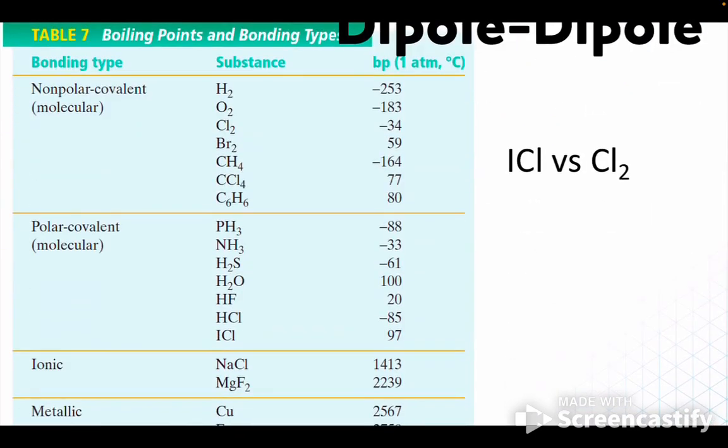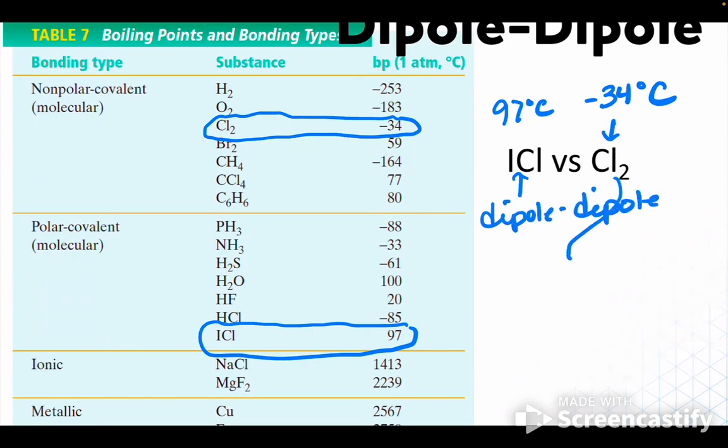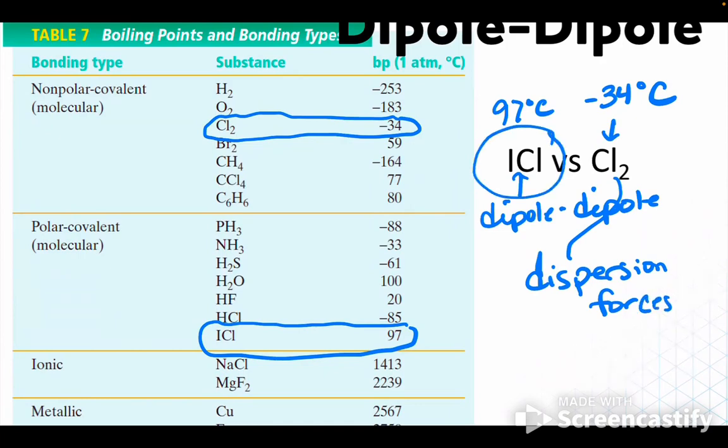For dipole-dipole, if you compare chlorine, which is nonpolar, so it only has dispersion forces, to this one, which is polar, it's a huge difference again in boiling point. So this is going to have dipole-dipole, which is much stronger than the dispersion forces. That's why the boiling point is much higher for the polar molecule that has dipole-dipole.